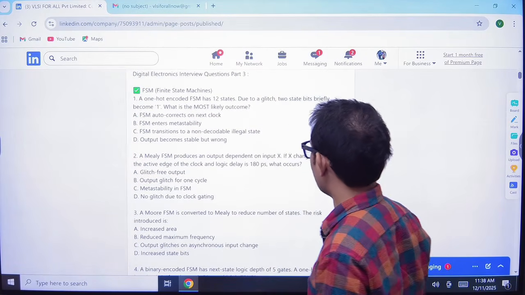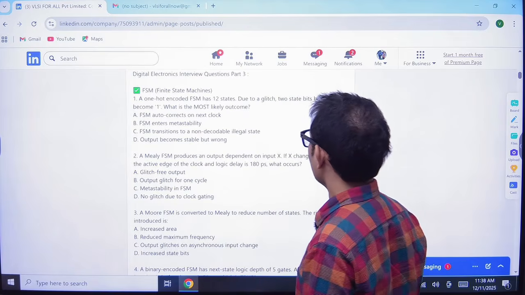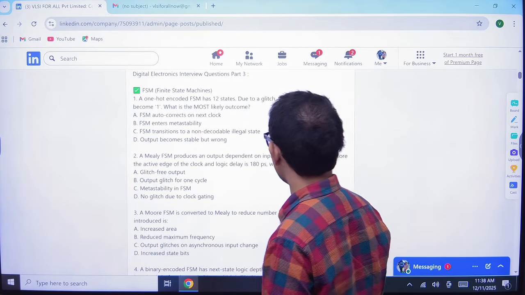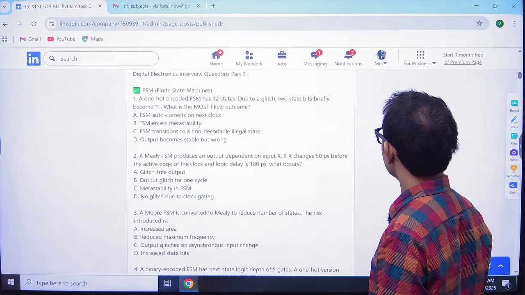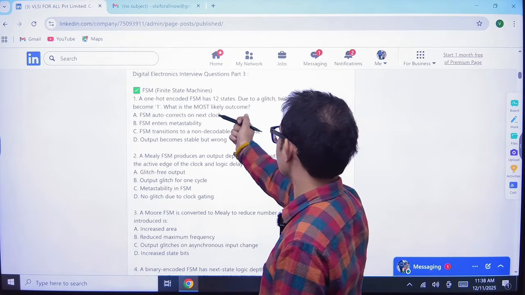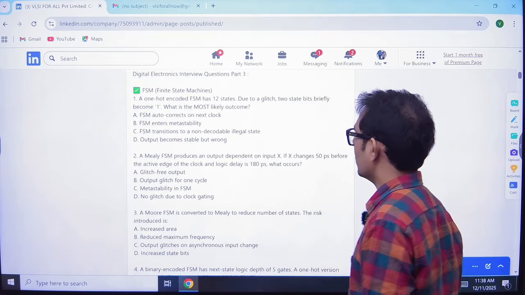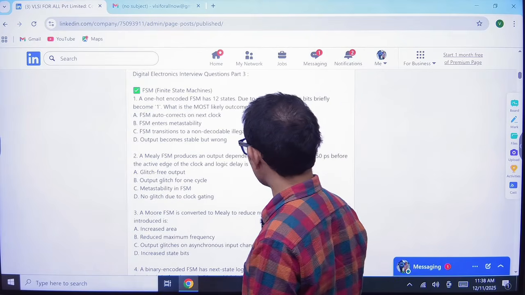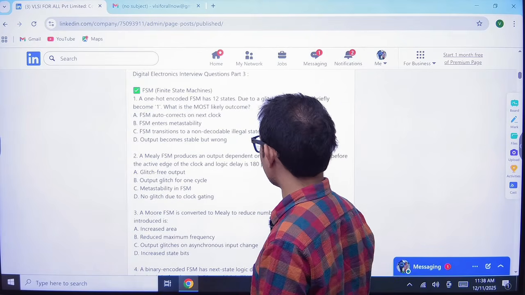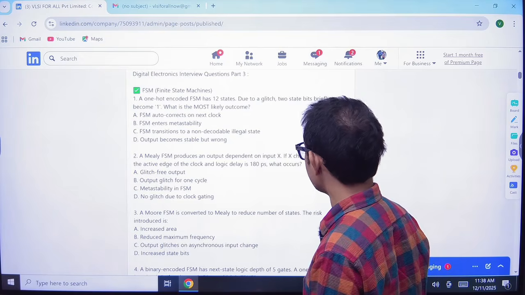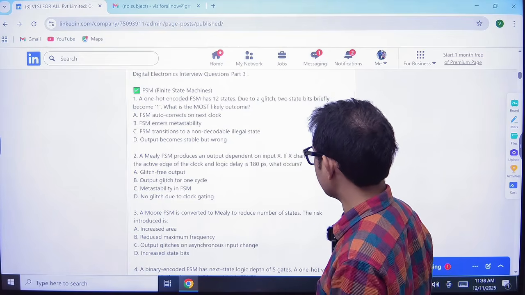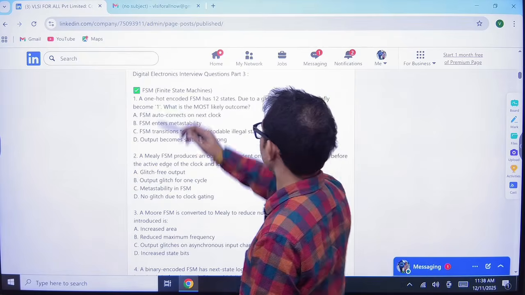FSM based question we have. A one-hot encoded FSM has 12 states. Due to a glitch, 2 state bits briefly become 1. What is the most likely outcome? Okay. FSM autocorrects to the next state. FSM enters metastability. FSM transitions to a non-encoded illegal state. Output becomes stable but wrong.